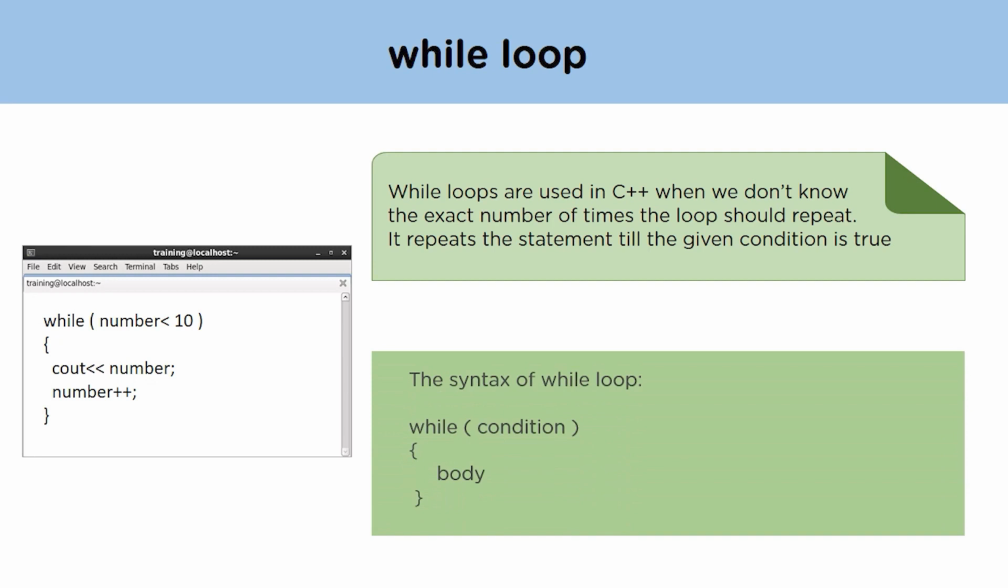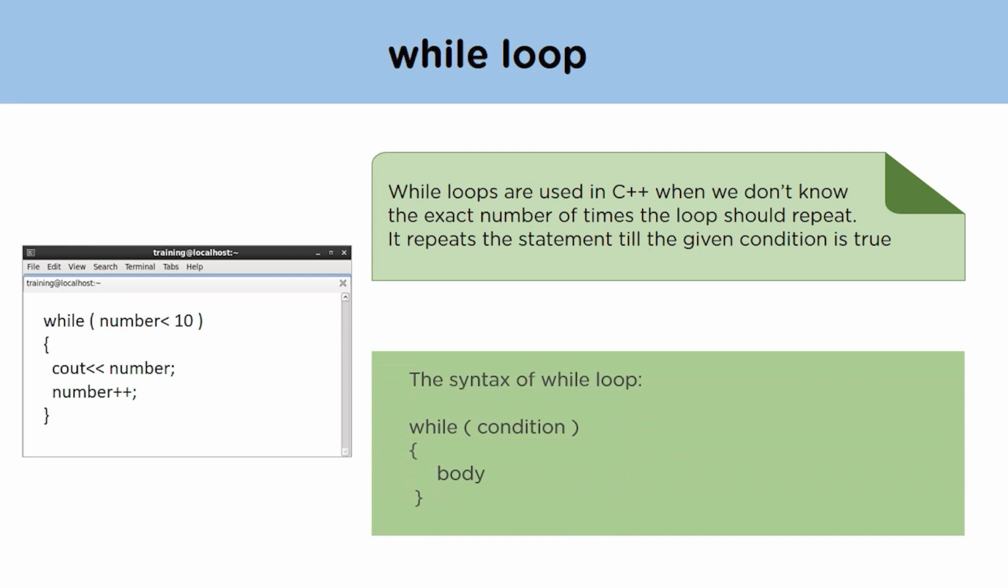For example, in this while loop, the condition is number < 10. That means the loop will keep on iterating till the number is less than 10, that is, till it becomes equal to 9. And inside the loop, after printing the variable number, we are incrementing the variable because we want to increment it after each iteration.